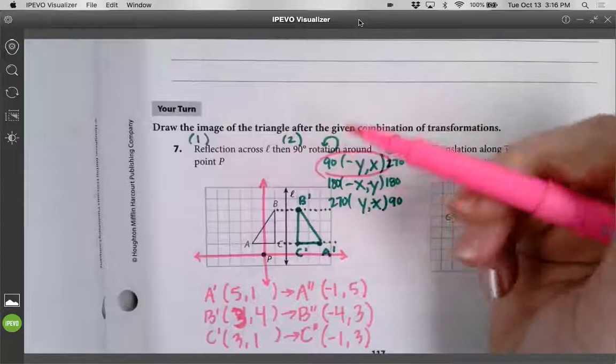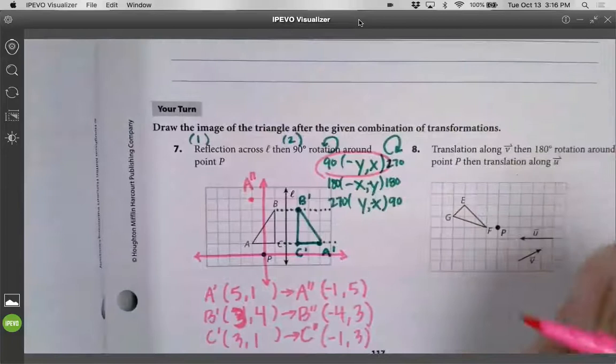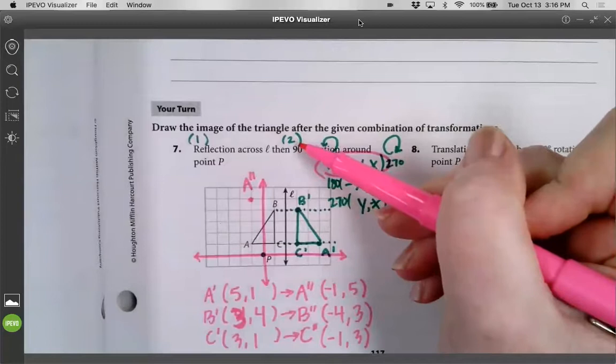So we're going to plot A double prime at negative 1, 5. And this is again A double prime. It's double prime because we have done two transformations to point A. It started here. First we translated, then we rotated.